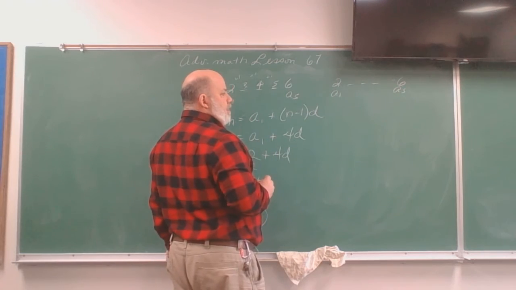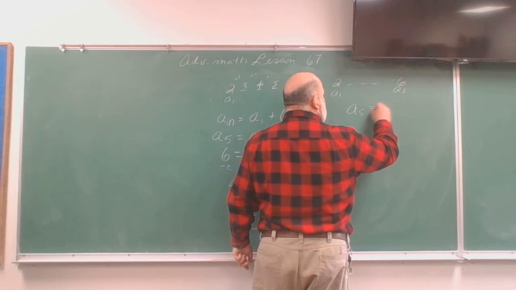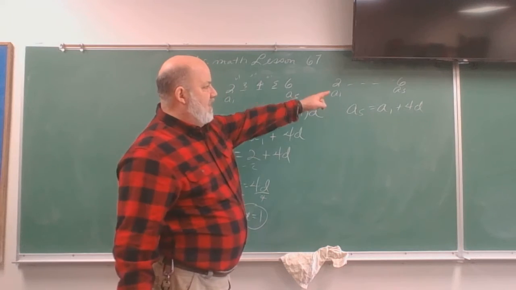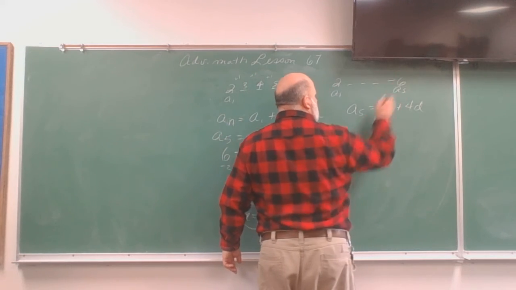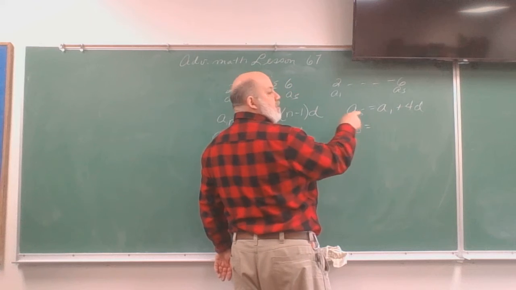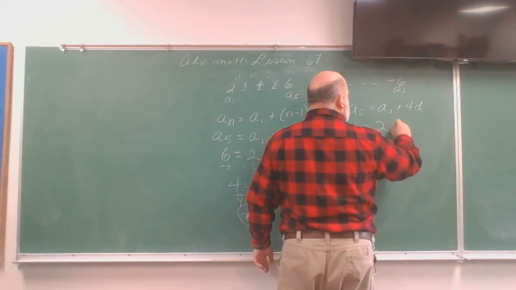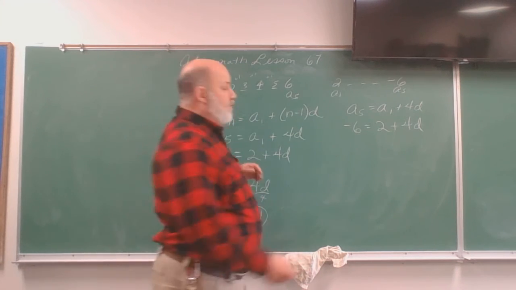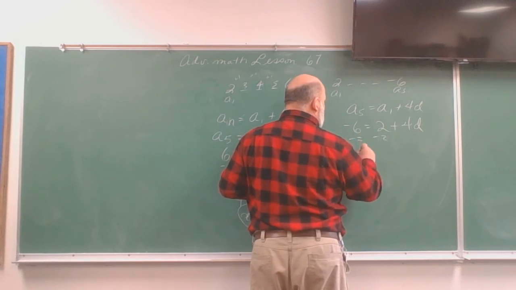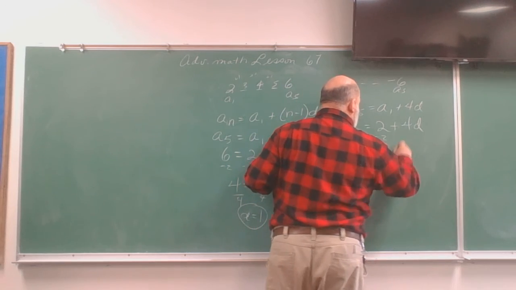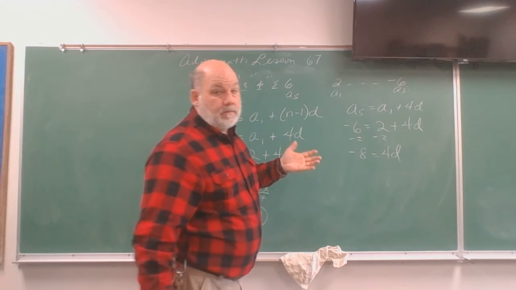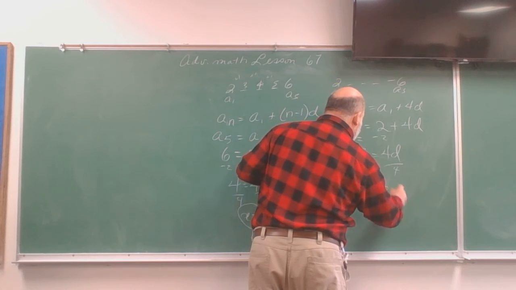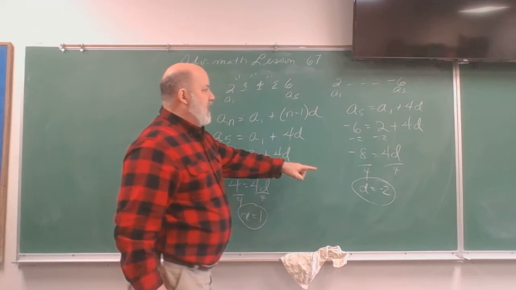Let's write it out. My 5th term, again, is my first term plus 4 times my difference. What is my 5th term? It is negative 6. What is my first term? It is positive 2 plus 4d. I'm going to subtract 2 from both sides again. I get negative 8 equals 4d. Divide by 4. I get that my common difference in this problem is negative 2.